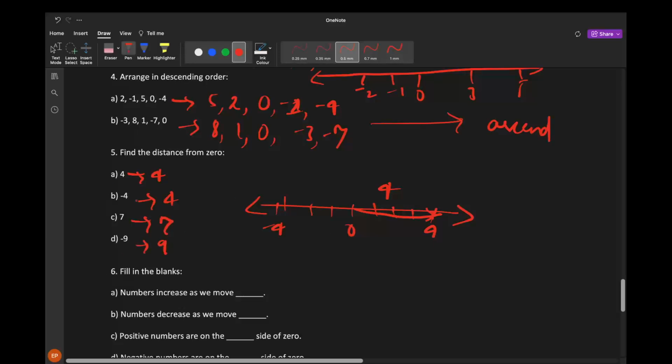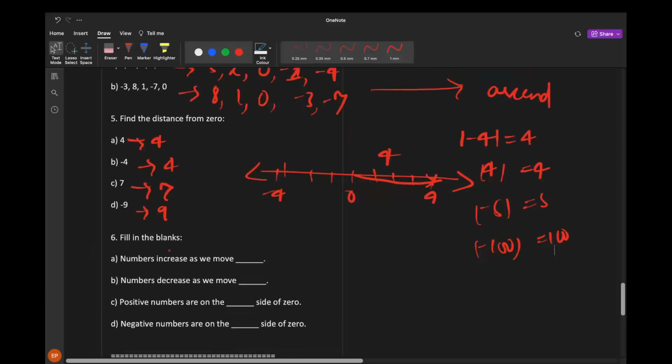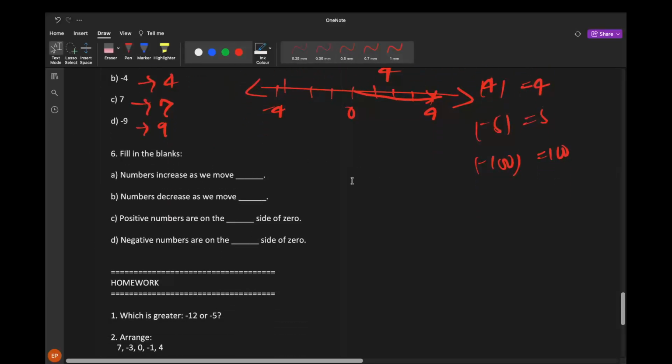It is the absolute value of the number. Absolute value means modulus of any number. Modulus means whatever the value is inside, the result will be positive. For example, the modulus of 4 is 4 only. Minus 5 modulus is 5. Minus 100 modulus is 100. This is the distance from 0. From 0 only, not from other numbers. For other numbers, we have to calculate with the number line. For example, from 1 to 2 distance is 1, or minus 4 to minus 3 distance is 1, like that.